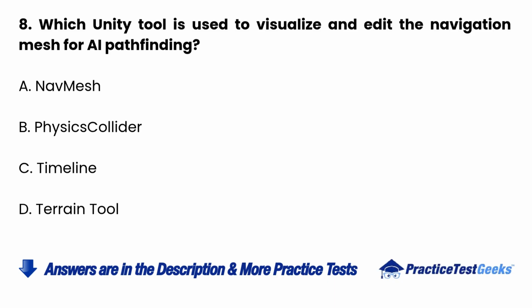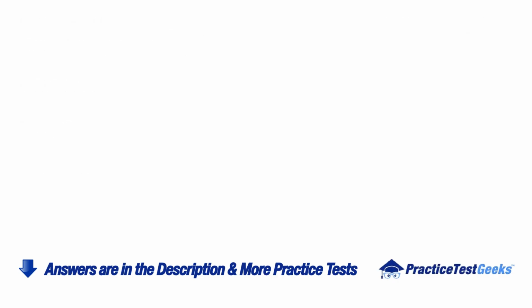8. Which Unity tool is used to visualize and edit the navigation mesh for AI pathfinding? A. NavMesh. B. Physics Collider. C. Timeline. D. Terrain tool.